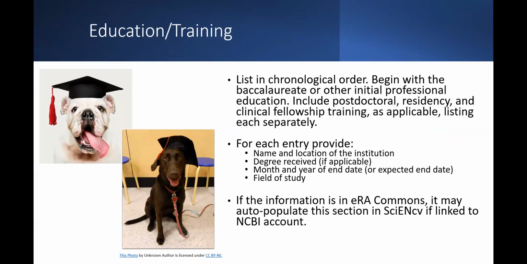The information for the education and training section is going to be the same whether you're applying for a fellowship or a grant. You want to enter any and all post-secondary education, starting with the bachelor's degree or any other early professional training. Depending on where you are in your career, include graduate schools, postdocs, residencies, clinical fellowships, and so on. For each of these, include the name and location of the institution, the degree you received, if that was involved, the month and year of the end date or expected end date, and the field of study. If you've already entered all of this information into eRA Commons and you've linked your accounts, this section may auto-populate, but it's always a good idea to look it over to make sure everything is correct and included in case you haven't kept eRA Commons up to date.